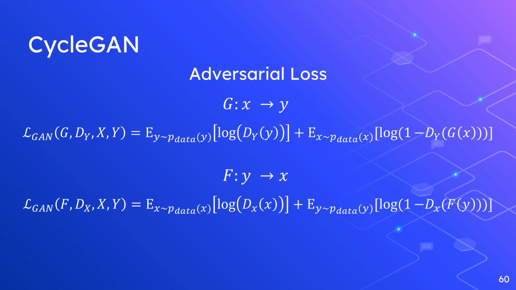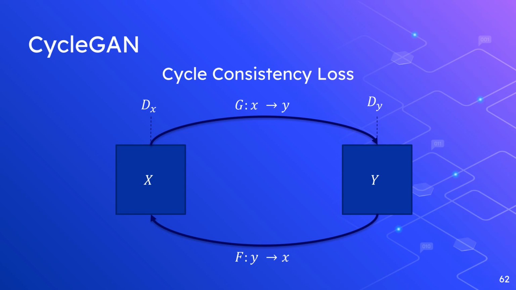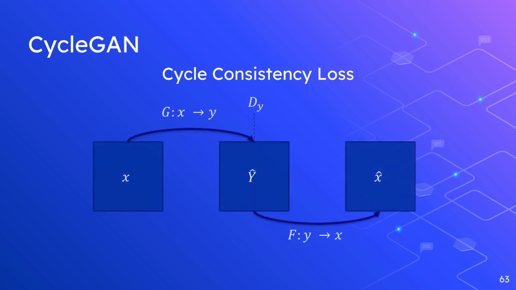In training, the researchers found that replacing the negative log likelihood version of the loss functions with a least squares loss provided better results, but both these loss functions have the same objective. The other portion of the loss function is the cycle-consistency loss. Now G and F should be complete inverses of each other, and this makes sure that that exists.